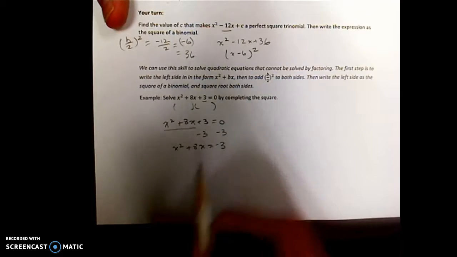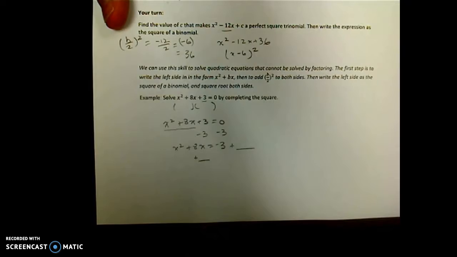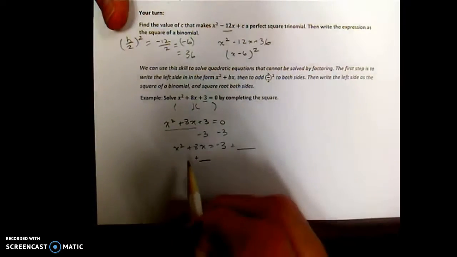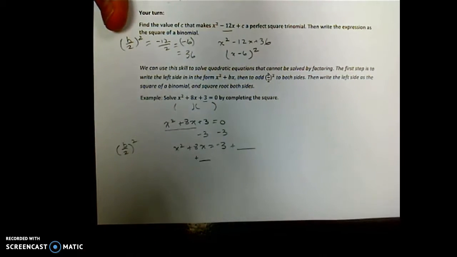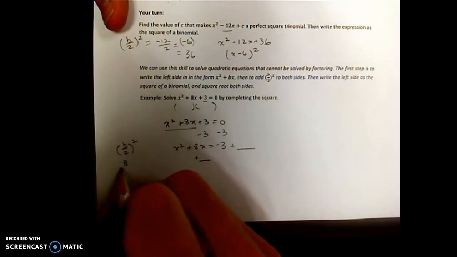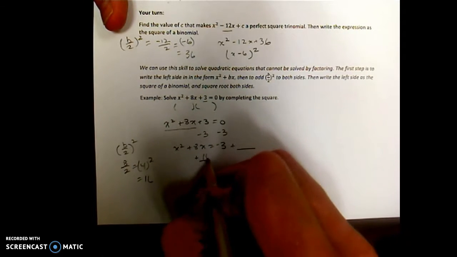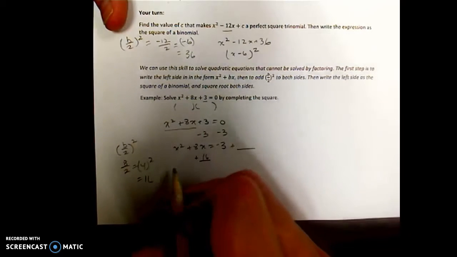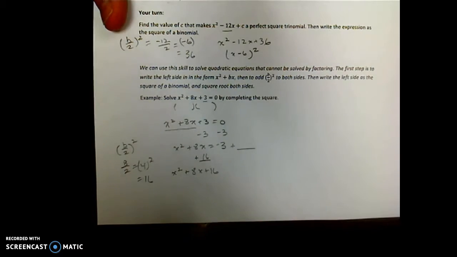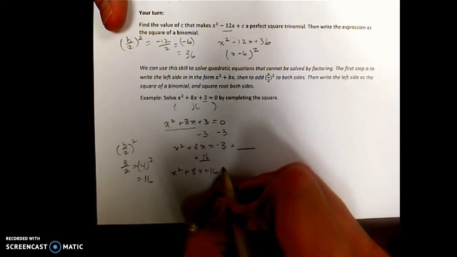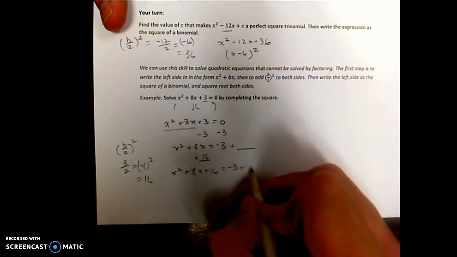My next question is, what do I need to add here and here to create a perfect square trinomial on the left-hand side? B over 2, that quotient squared. So 8 over 2 is 4. Square it, I get 16. So if I add 16 on the left-hand side, x squared plus 8x plus 16, I've got a perfect square trinomial, which is great. But remember, if I add 16 on the left side, I need to add 16 on the right side also.